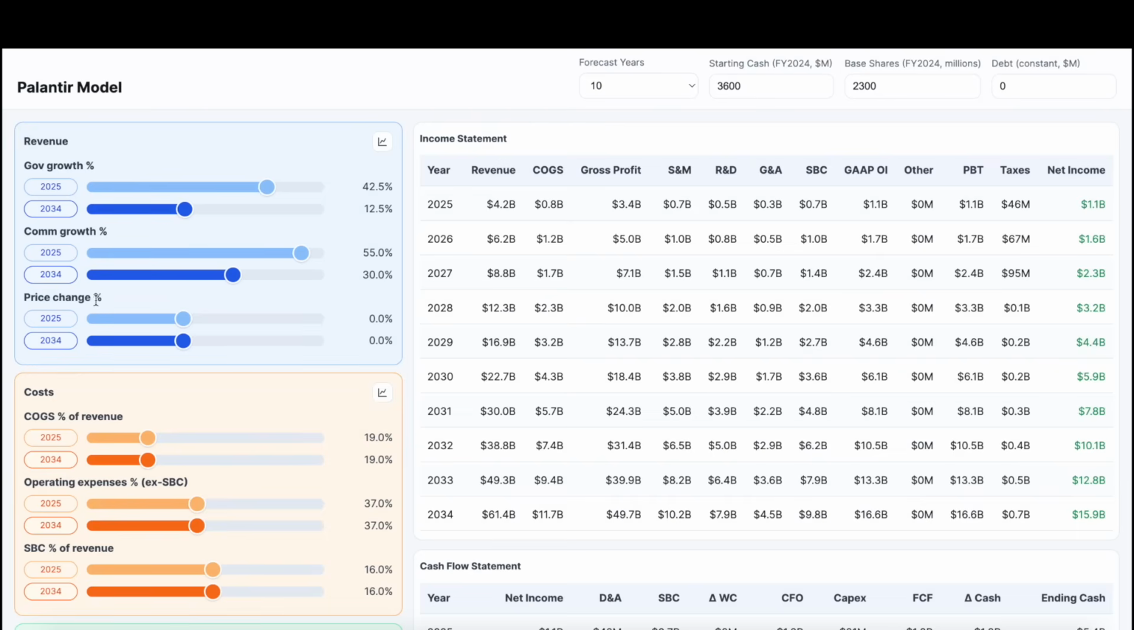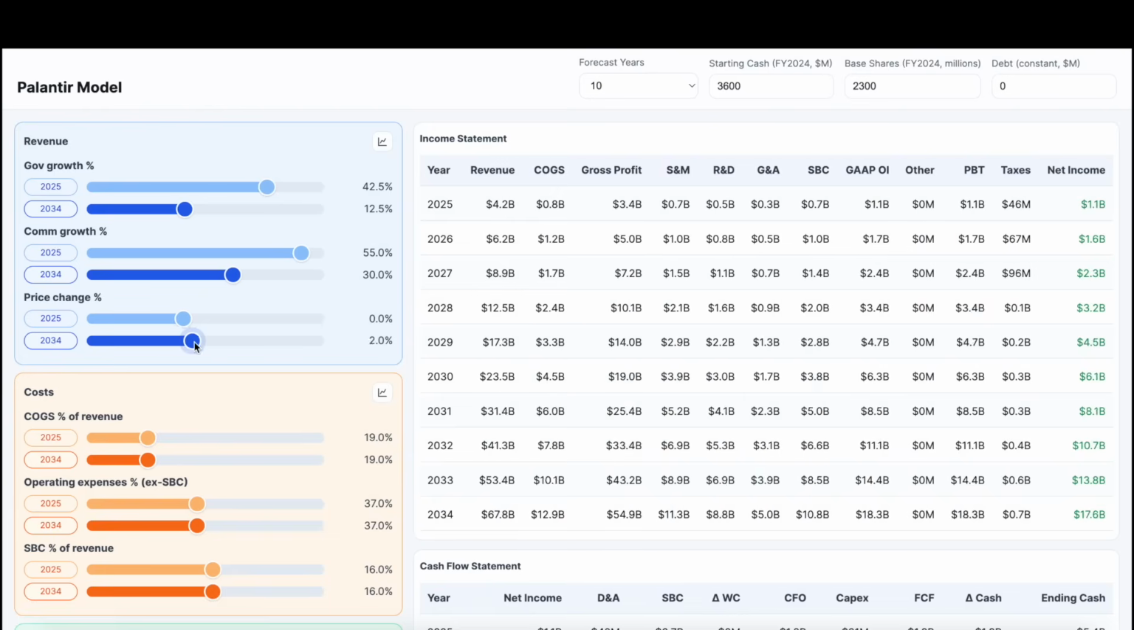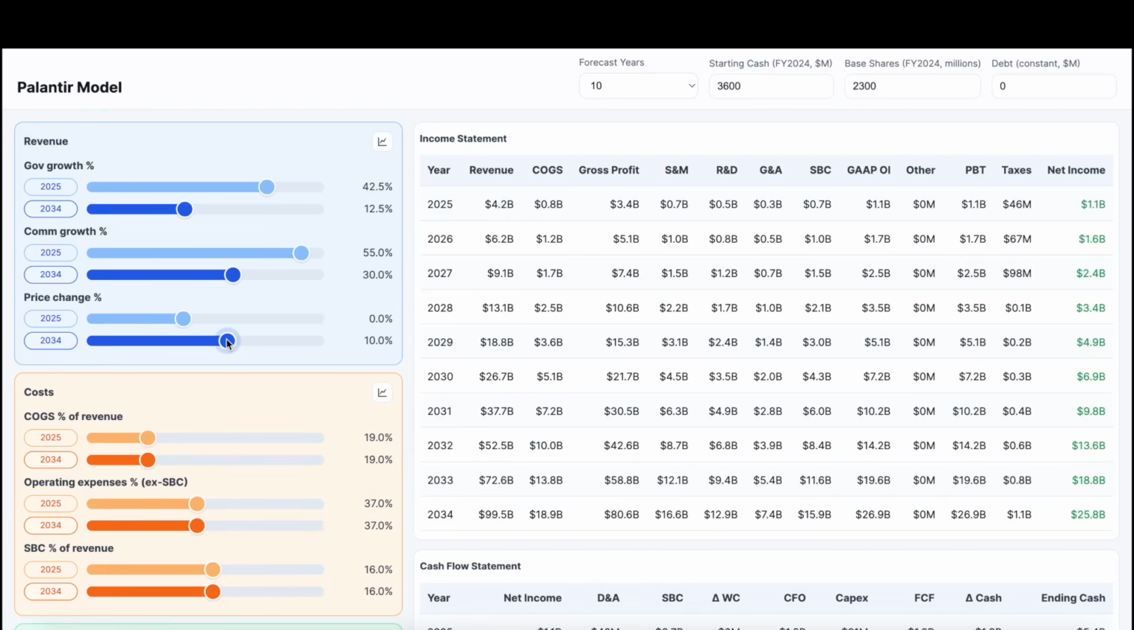As for what the price change is going to be, what is the price going to be? So we just handled volume. That's growth of commercial and government. But the actual price, how Palantir is pricing its platform, is that going to increase or decrease? We can leave it at 0% for a change in 2025, but I think we could see the price of products increase. Let's just say, for argument's sake, 10% by the year 2034, which is the 10-year forecast. And again, you could look at any exit year you want, basically.